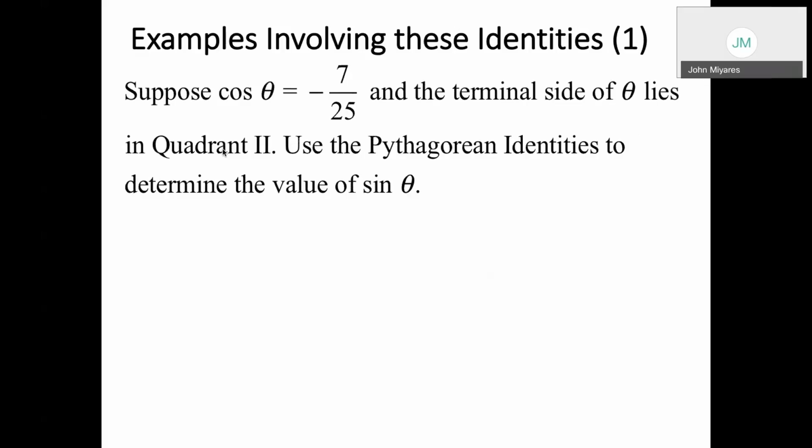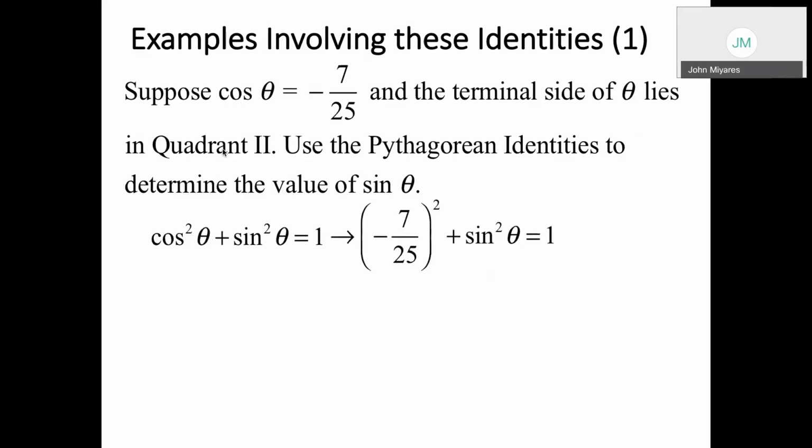The Pythagorean identity that ties together sine and cosine is the first one that says cosine squared theta plus sine squared theta equals 1. Knowing that the cosine of theta is given as -7/25, we can substitute that into the equation like so.